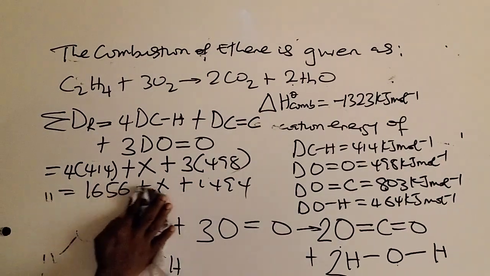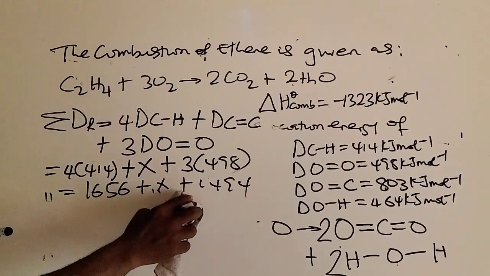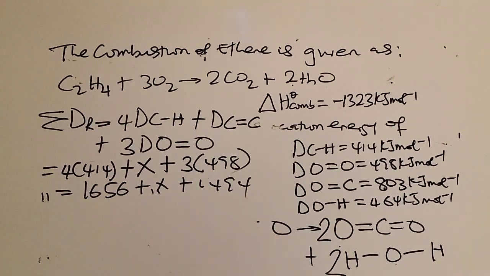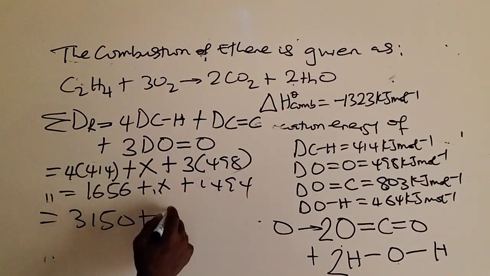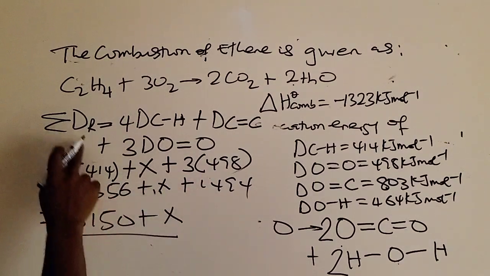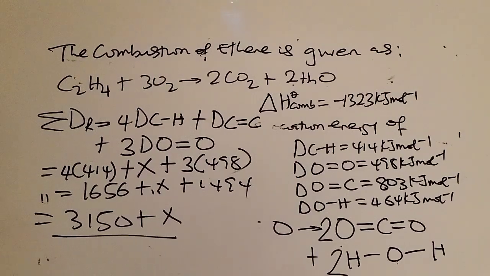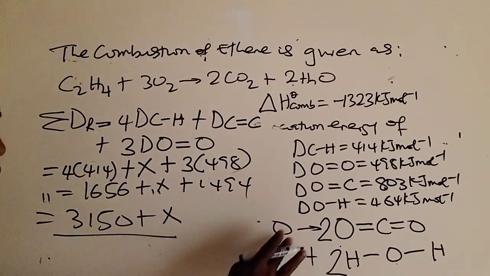So I can clean up the reactant. I'm done with this side. Collecting reactants, 1656 plus 1494 gives me 3150. 3150 when you add these two, then plus S. So this is the bond energy of the reactants. Done.